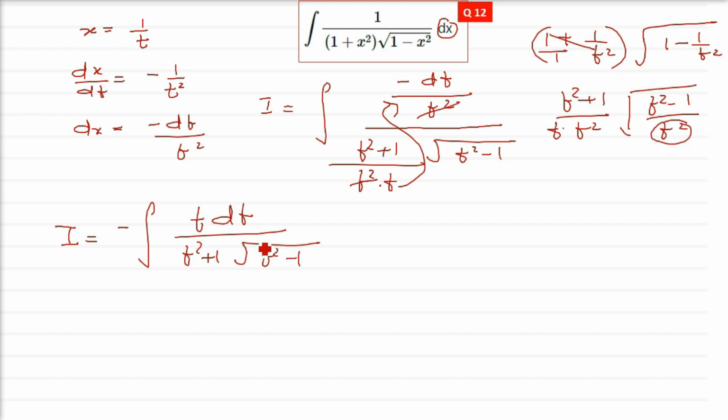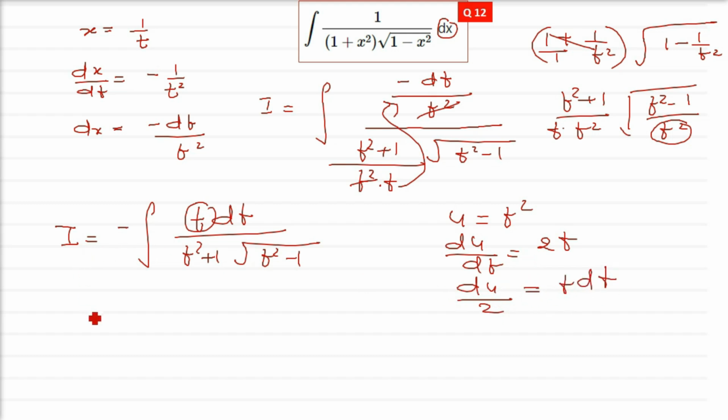So one more replacement is required, or you can say this t square differentiation will directly give you t. For that we can take t square as some u or p. When we differentiate this, the best way is to write t square minus 1 as u square. You will see in the next question. But I'm just taking this u as t square because it is solvable with this also. So t dt will be du by 2. This 2 can be taken outside. Negative remains outside. t square plus 1 will be u plus 1, and this under root t square minus 1 will be under root u minus 1.